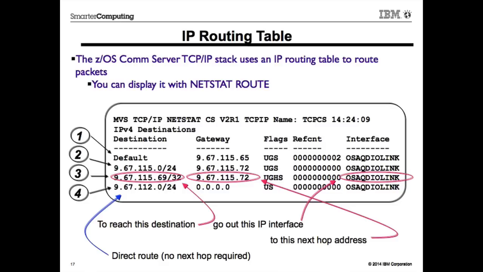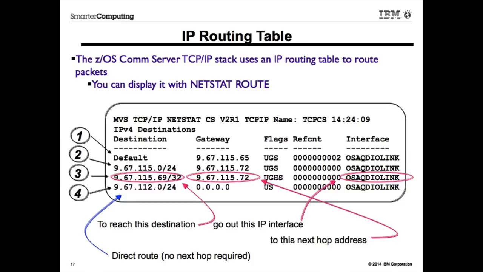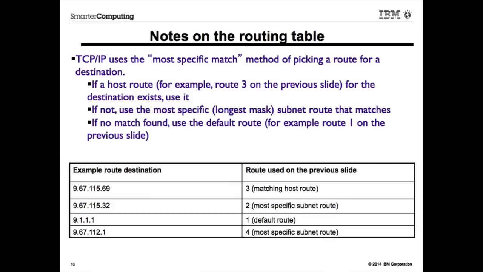Now the method that z/OS uses, and I think all TCP/IP hosts use, is what's called the most specific match route. So you see some of these routes are subnet routes, some of these routes are host routes. So I'm going to switch back and forth a little bit. You go to slide 18, I got an example of some routes being matched. For example, if it looks up 9.67.115.69, route 3 in the routing table is an exact route. That's the best match. That's the route that will be used.